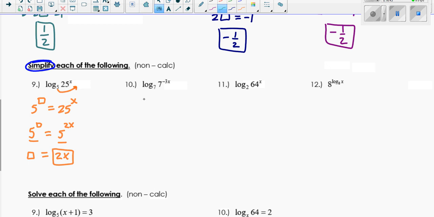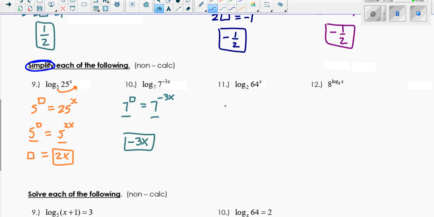All right, next one. I have 7 to the something power equals 7 to the negative 3x. The nice thing about this one is the bases are the same, so right away I know that that unknown is negative 3x. Nothing to solve because it's by itself, so there's the simplified expression.